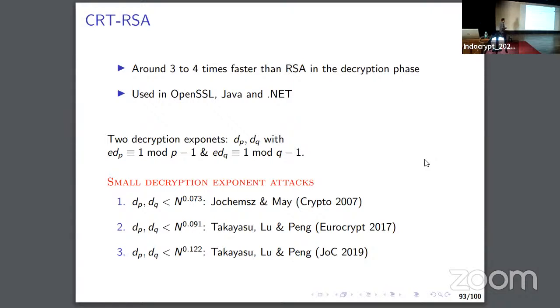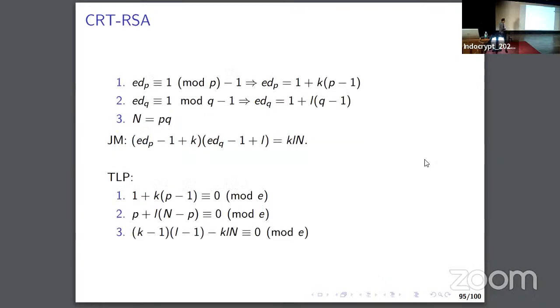Now, Takayasu, Lu, and Peng considered these three equations. So one is 1 plus k times p minus 1 is 0 modulo e. Now, if you multiply by p here, you have e dq p equal to p plus l times pq, which is N. So N minus p is again 0 modulo e. And also, if you take modulo e over here, this e dp will be 0 modulo e. So you have (k minus 1)(l minus 1) minus klN equal to 0 modulo e.